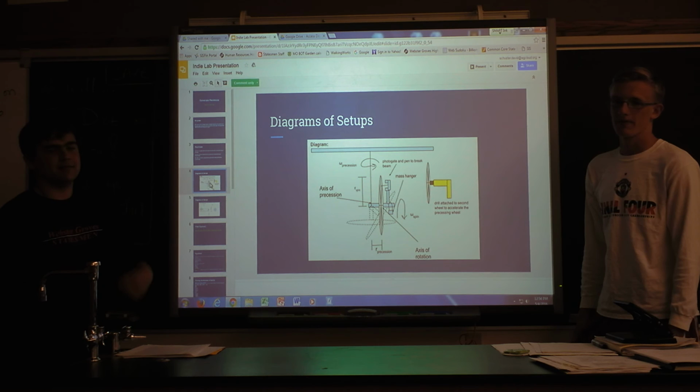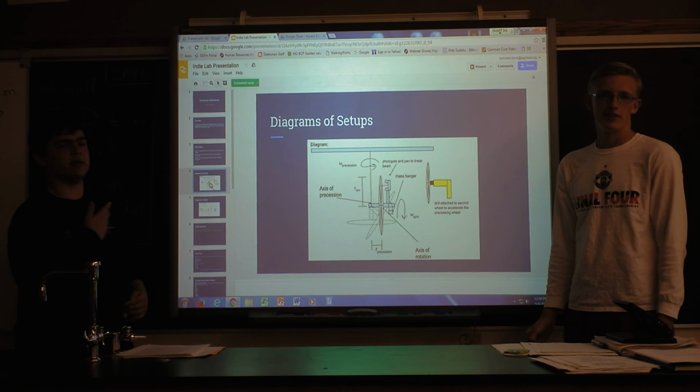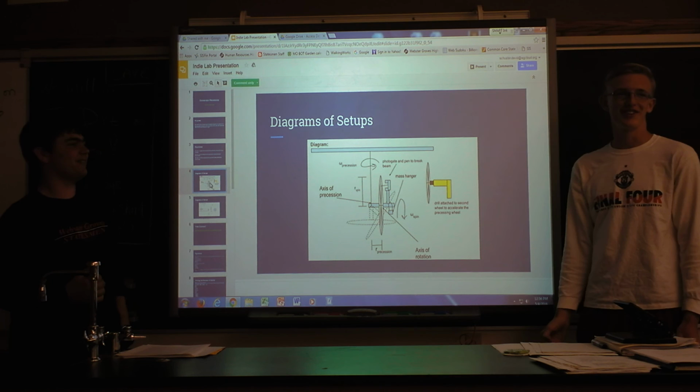Yeah. What's precession velocity? It's how fast it went around, not how fast it was spinning, but how fast it rotated around on the string. So it's rotating around on the string, this way. That's why we had our video. It would make it a lot clearer.